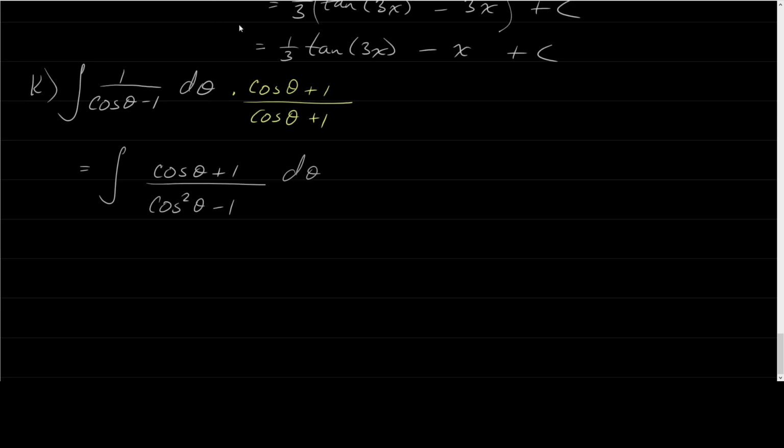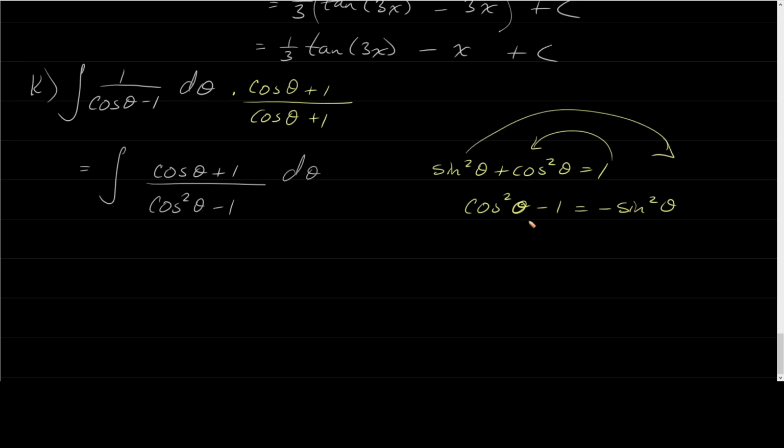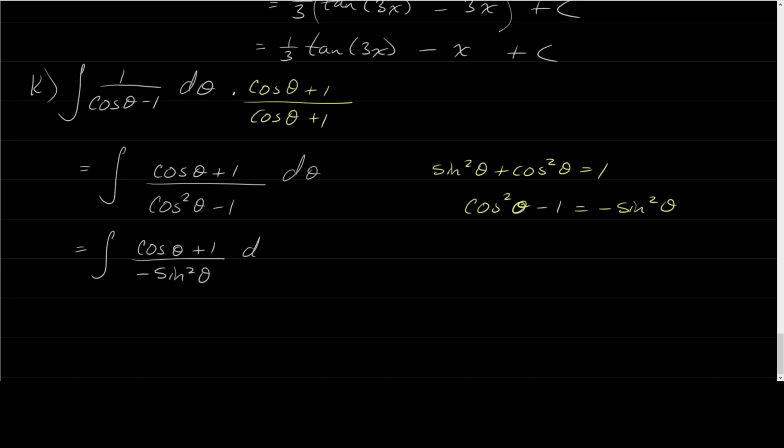From the Pythagorean identities, we also have that sine squared theta plus cosine squared theta is equal to 1. So if I move the 1 over and the sine squared theta over, that gives me that cosine squared theta minus 1 is equal to negative sine squared theta. I move the 1 to the left and the sine squared to the right. Right? So what I can say now is that this integral is just the integral of cosine theta plus 1 over negative sine squared theta d theta. Now this negative on the bottom, it doesn't need to be there. I can put it on the outside and get rid of it on the bottom, right?